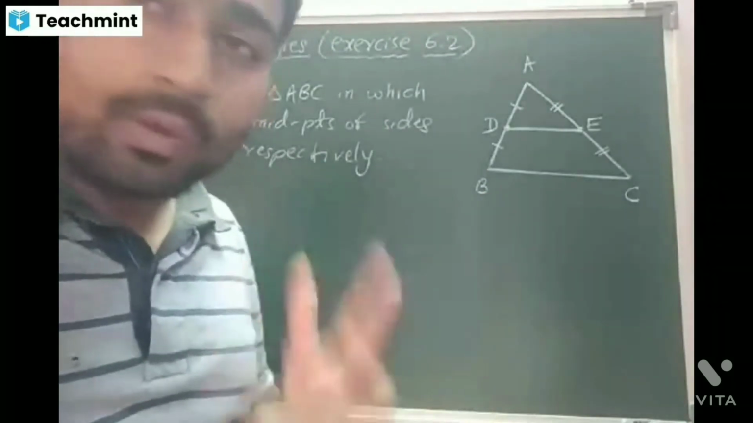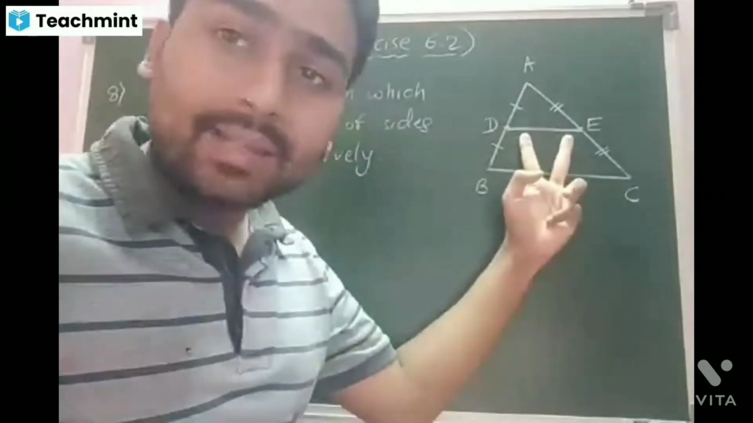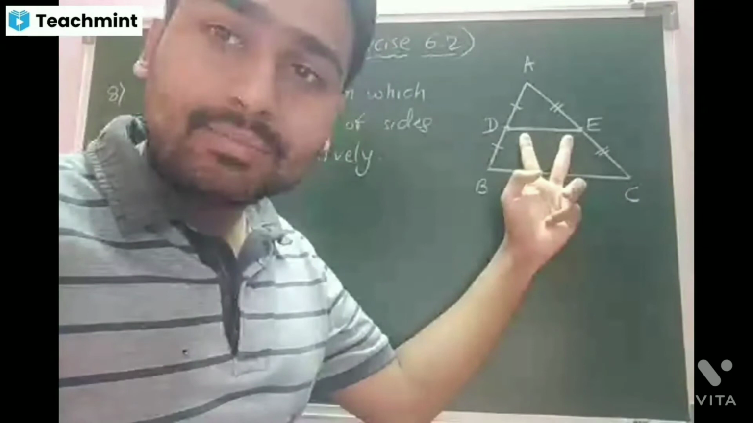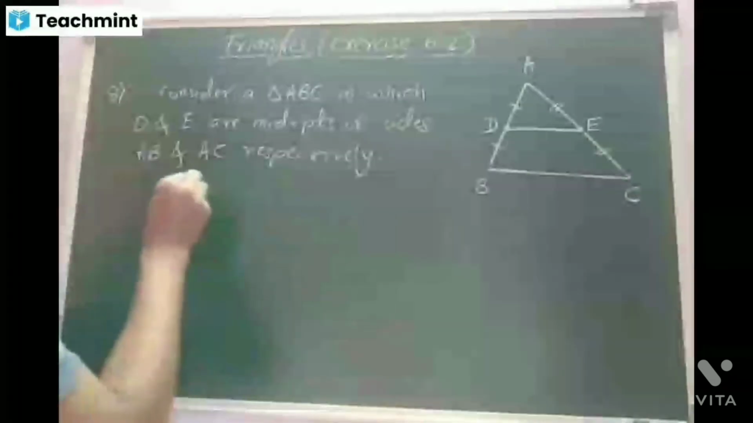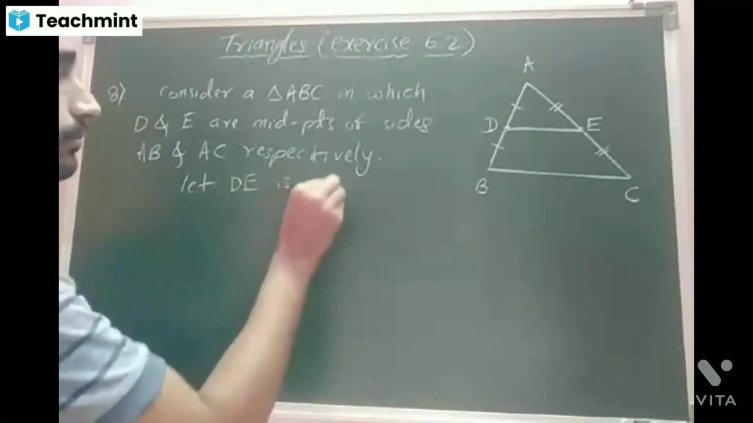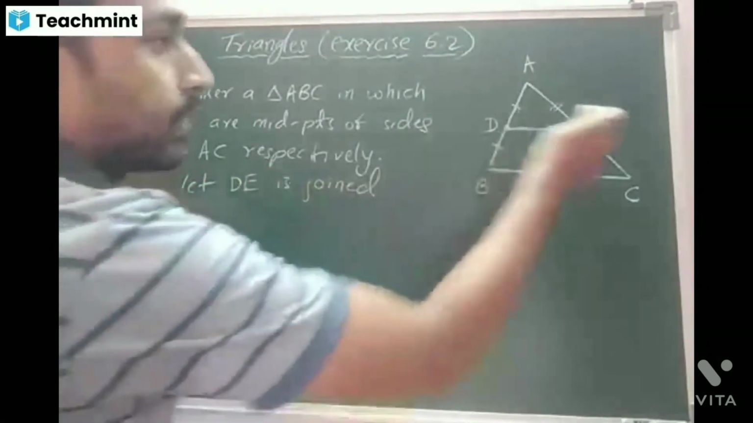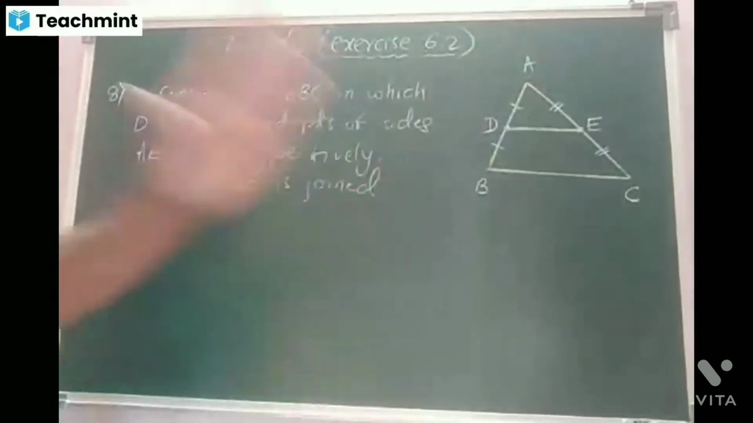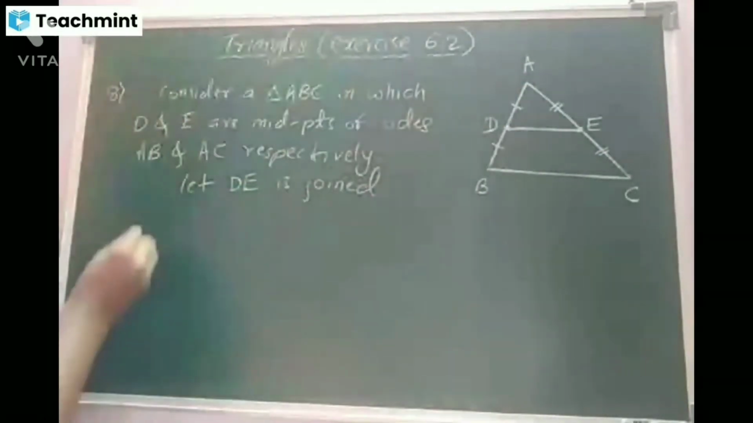What do we have to prove? Our intention is to prove that this line DE is parallel to BC, correct? Yes, sir. DE is joined. We have to join D and E. Okay. Now let us proceed with the proof.